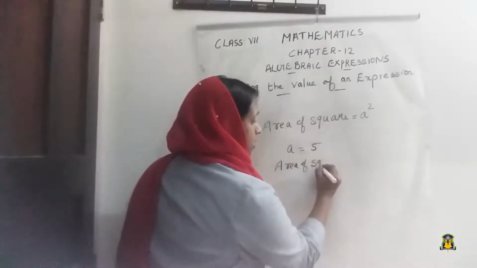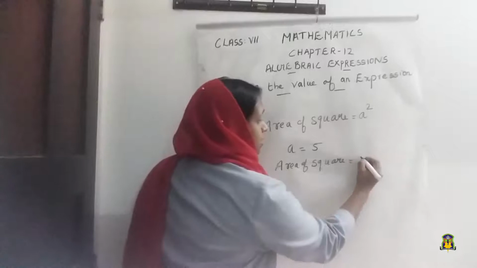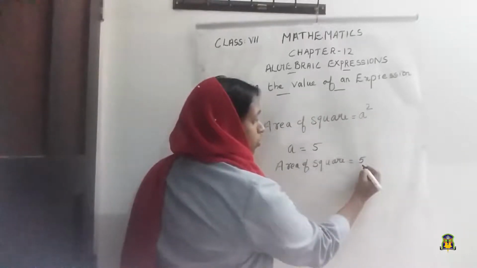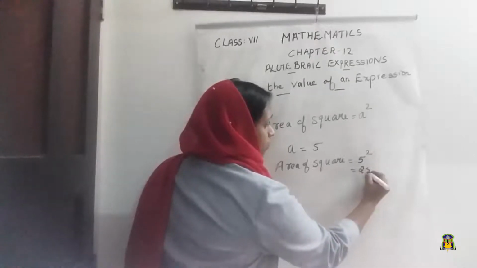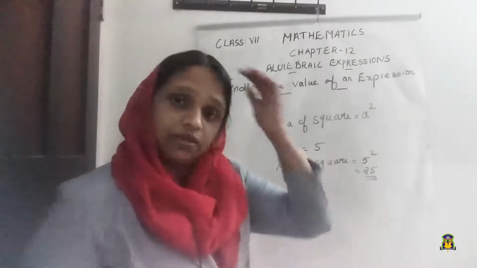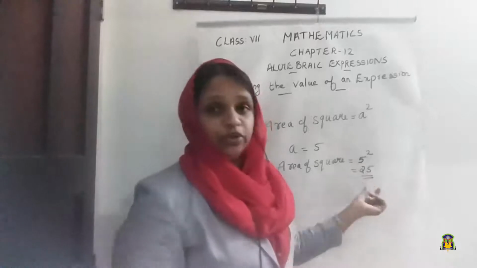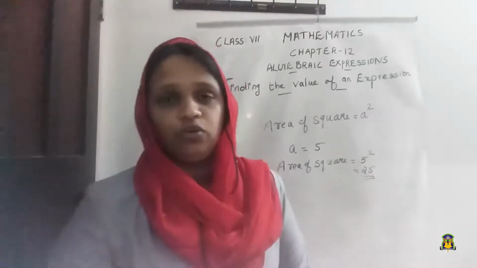Area of square is equal to a square. That means we want to substitute here. If a is equal to 5, that is 5 square. That is 25. 5 square means what? A number multiplied by itself. That means 5 into 5. 5 into 5 is what? 25. So this way we use to find the value of an expression.